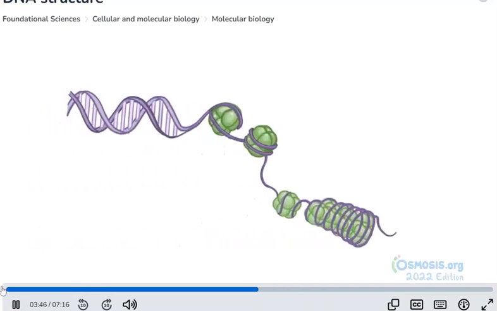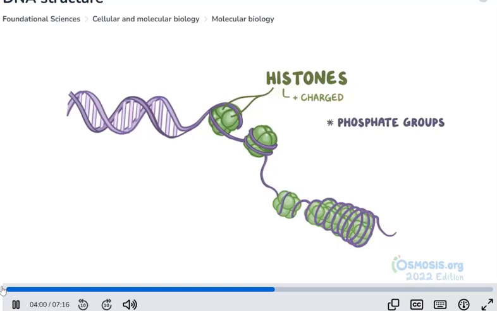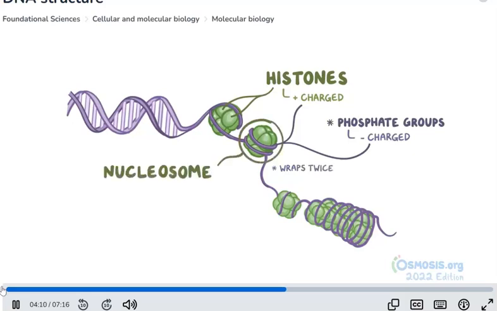The first step is to take the double-stranded molecule and wrap it around special proteins called histones. Histones come in groups of 8, arranged in 4 stacks of 2, and they're positively charged. Meanwhile, the phosphate groups on the DNA strands are negatively charged. These opposite charges attract, so the double helix wraps twice around each group of 8 histones, forming a nucleosome.